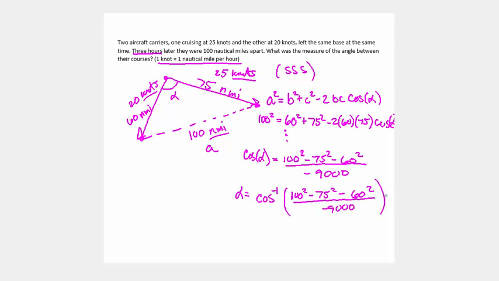Now, it's quite possible to make mistakes in the calculator when typing all this stuff in, so just be careful, go slow. You should end up with an alpha measure of 94.9 degrees. Now, if you don't get that, double check that you're actually in degree mode, which it should be in, and then maybe go back through and retype things to make sure you didn't accidentally miss a square or a negative sign. But alpha being 94.9 would be the angle between the courses of these ships.